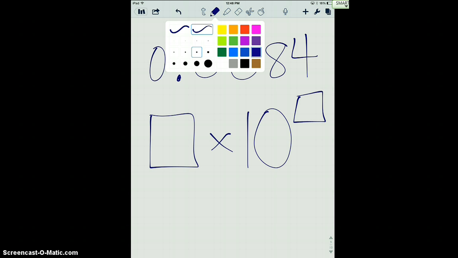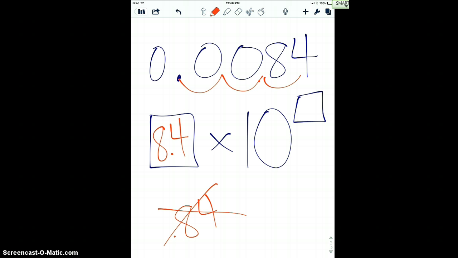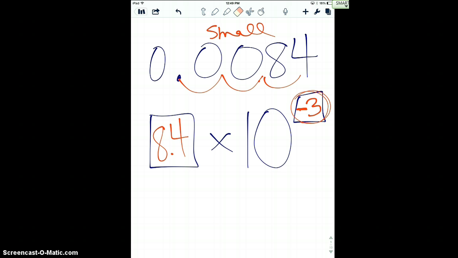I now need to move that decimal to make it between 1 and 10. So if I move it here, are we good? No. If we go here, we're at 0.84, which is close to 1, but it's not 1 or more. So I need to move it 1 more spot, and I'm at 8.4 times 10, and now I need to figure out this number. We moved the decimal 3 times. The thing is, our original number was small, itty bitty. Remember, barely even a penny. So it's going to be a -3. And there we have it. That number is now in scientific notation.